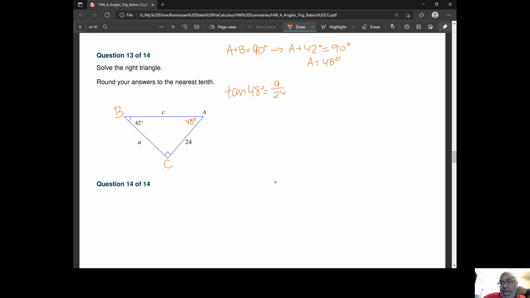All right, if I multiply both sides by 24, then I get 24 tangent of 48 is equal to a. So you see, I don't have to divide by anything. I don't like to do that if I don't have to. 24 tangent of 48, and I get 26.7, which is a.